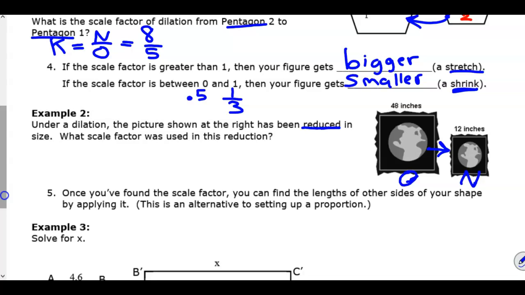Really. Now, let's make a fraction. We know to find scale factor, k equals n over o. Because you got to know to know the answer, right?